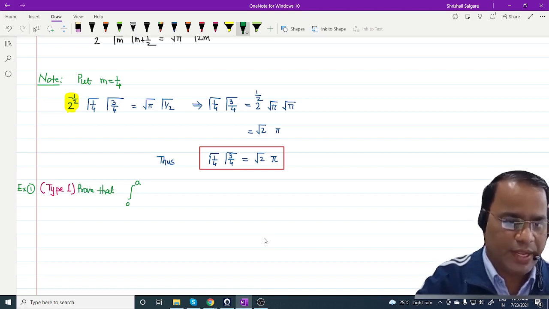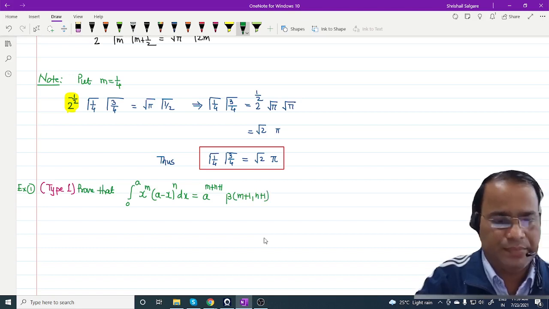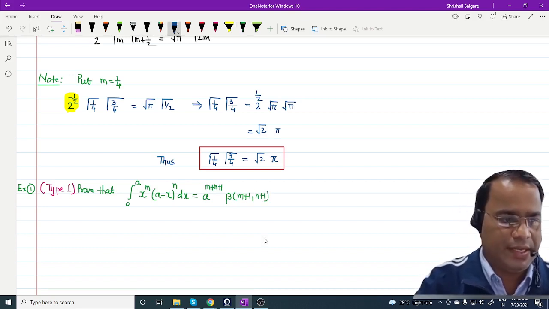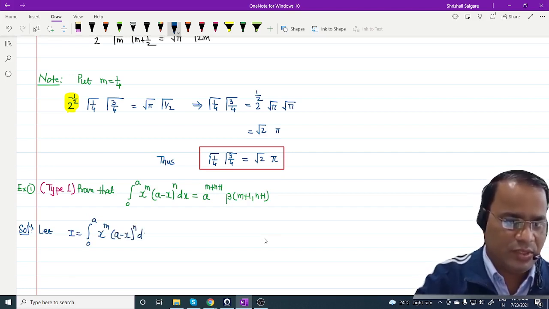Prove that the integral from 0 to a of x raised to m into (a minus x) raised to n dx is given by a raised to m plus n plus 1 times beta of m plus 1 and n plus 1. Okay, now first step I will call the integral, and after that I will discuss. So let I is equal to integral from 0 to a x raised to m into (a minus x) raised to n dx.